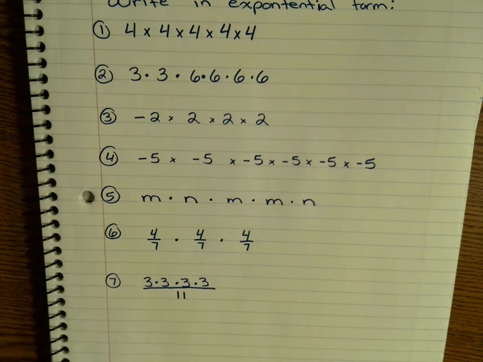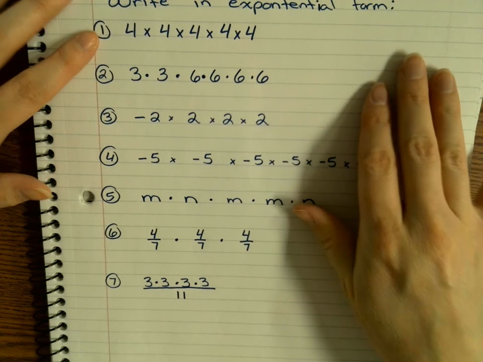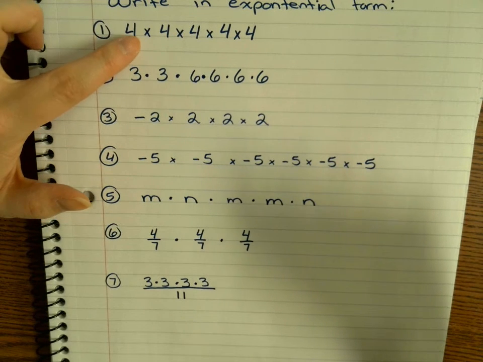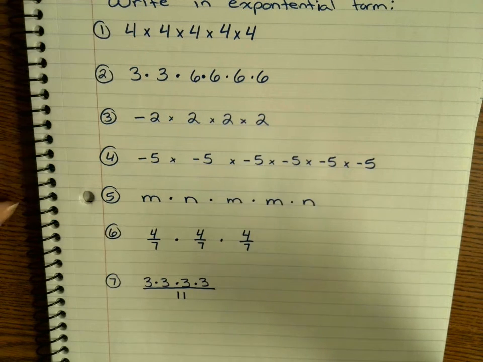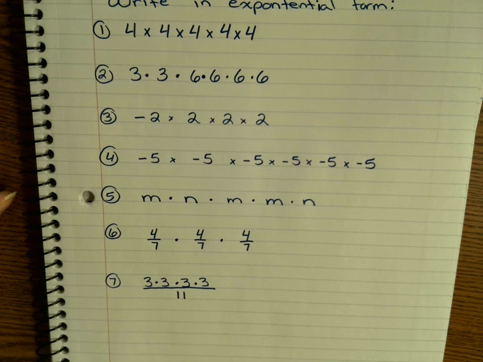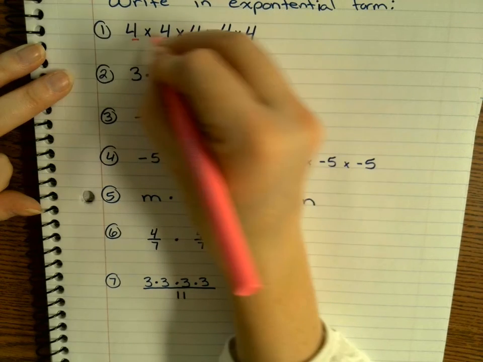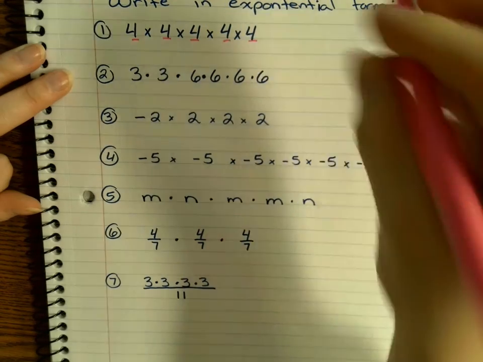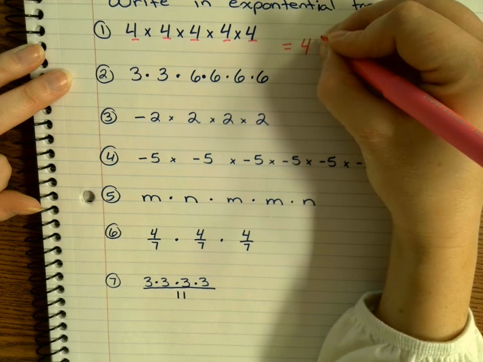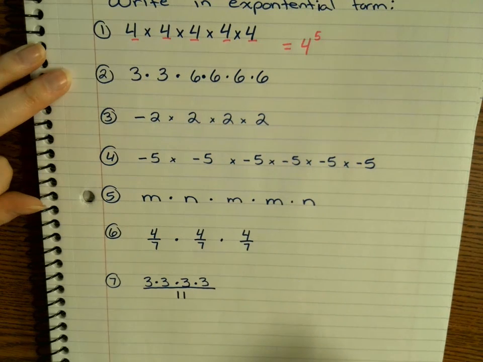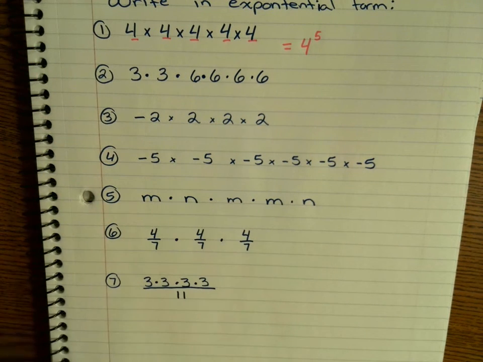All right, let's go ahead and go over this. So for problem number 1, who can tell me? Aaliyah? Four to the 5th power. So 4 to the 5th power, right? We have 5 times that the 4 is going to be repeating. 1, 2, 3, 4, 5. So this is going to come out to 4 to the 5th power. What about problem number 2?